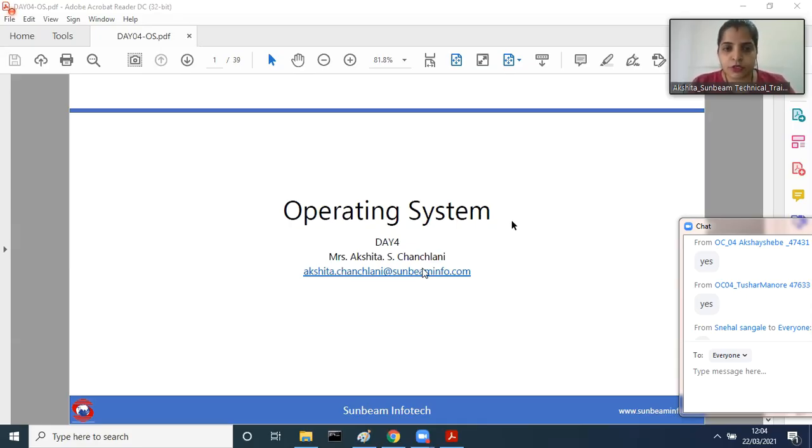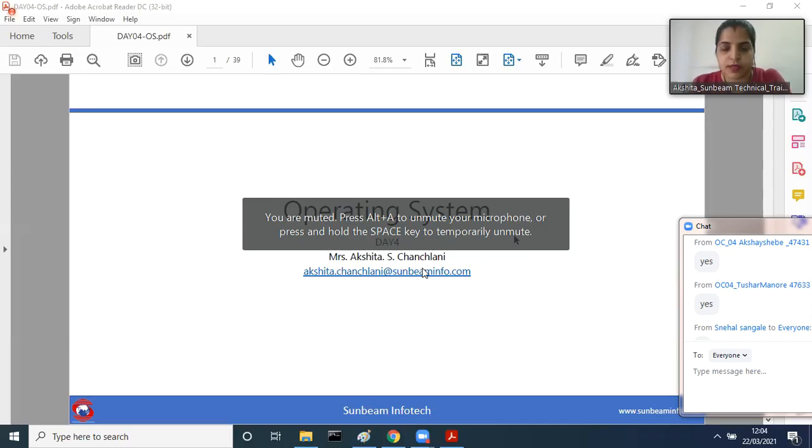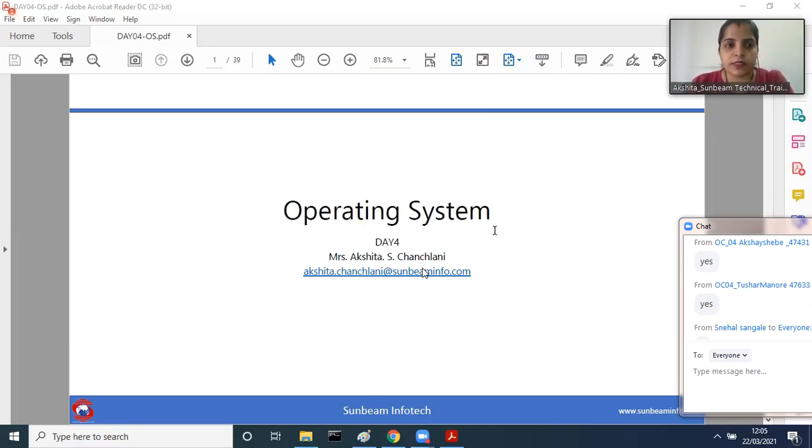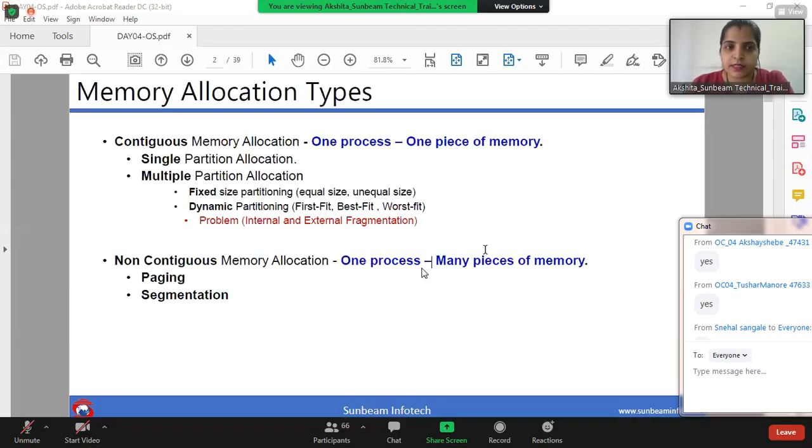In continuation with memory, in today's class we will first see what memory management is, different algorithms, and we will see what is paging, segmentation, and some algorithms with it. Later on, we will see disk scheduling criteria. So this is the agenda for today's session. Let us quickly start with memory allocation types.